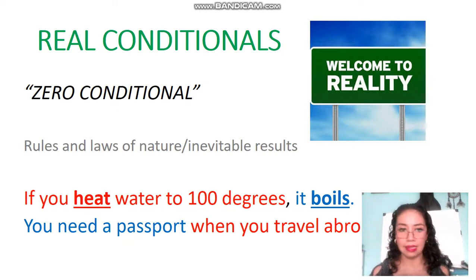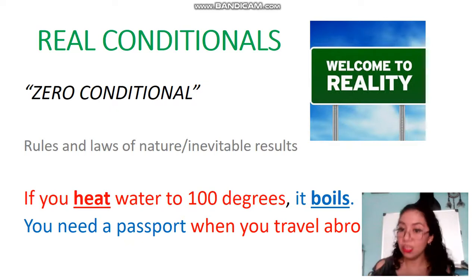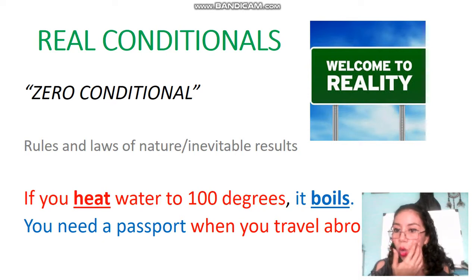In both cases. If you heat water to 100 degrees, it boils. If you freeze water to 0 degrees, or if you cool water to 0 degrees, it freezes. If you drop your phone, it gets broken. If you take care of your pet, it is healthy. So when you are talking about those kinds of things, simple present and simple present.